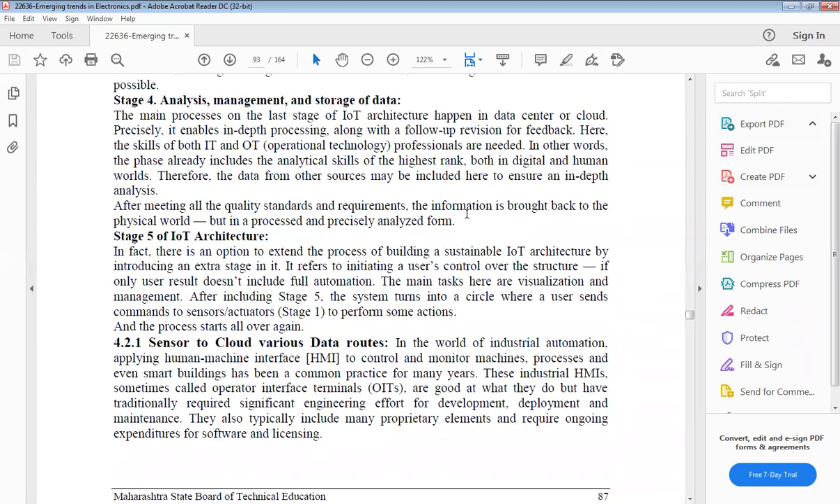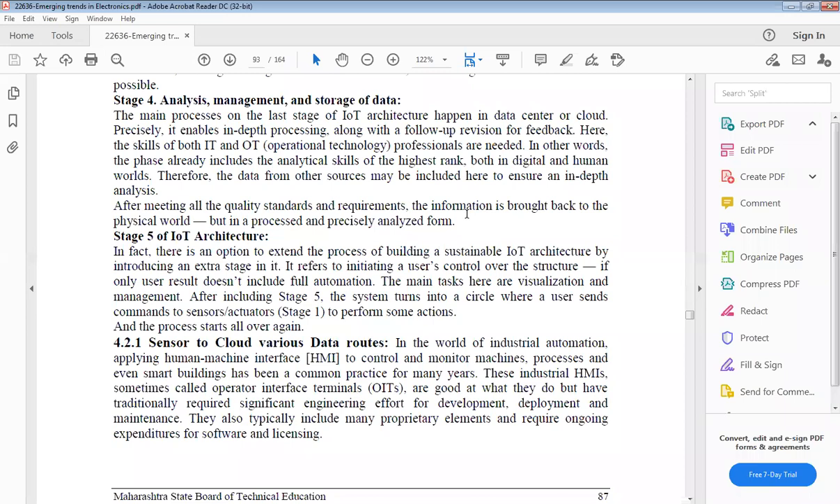There are different data routing techniques. At the time of discussion of unit objectives, we studied the different types of data routing techniques. Data routing means what? From sensor to cloud and cloud to architecture, how the data is managed or how paths are created. So we are going to study it one by one.